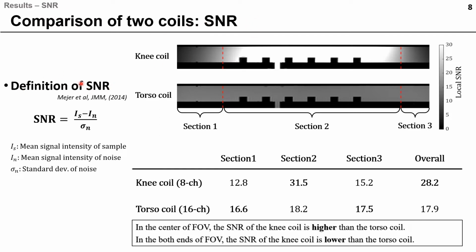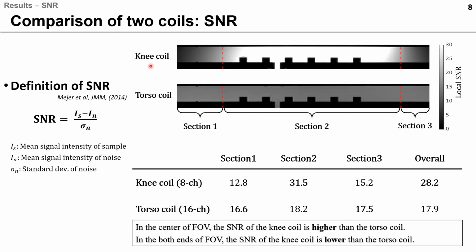We defined the SNR using this reference, and it was calculated by dividing into 3 sections. For section 2, the center of the FOV, the 8-channel coil shows a much higher SNR than the 16-channel torso coil. But in sections 1 and 3, both ends of the FOV, they show the opposite result.